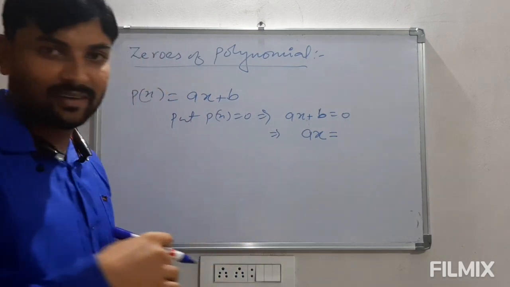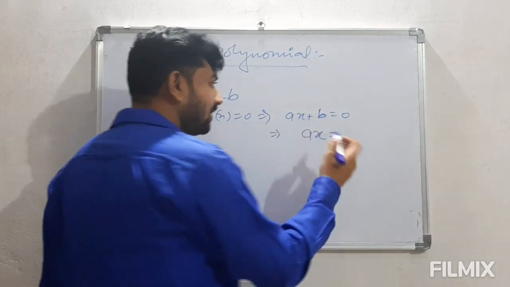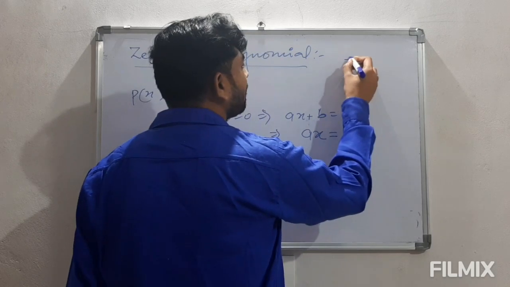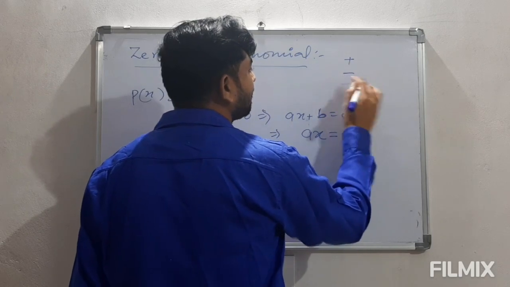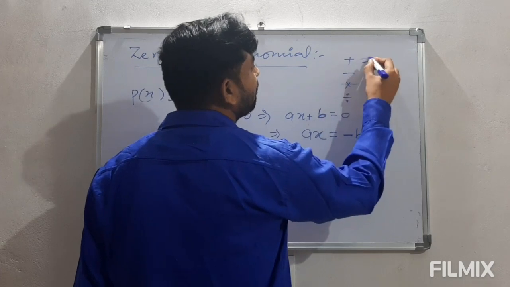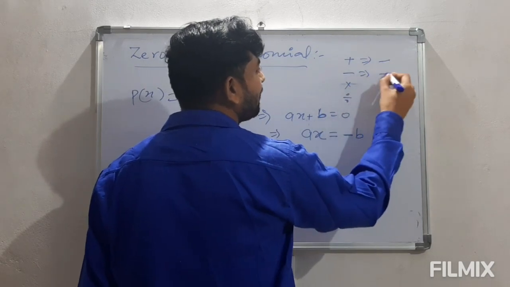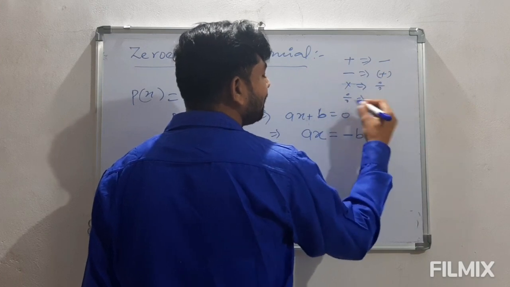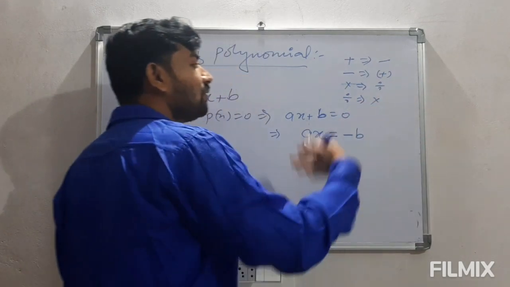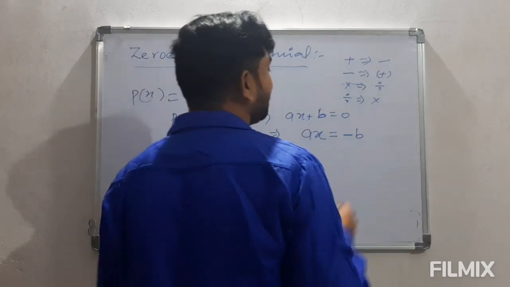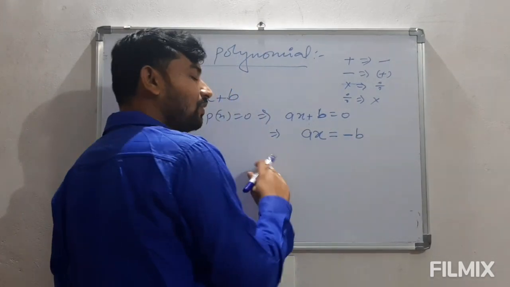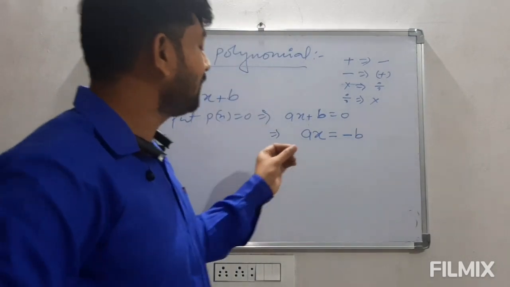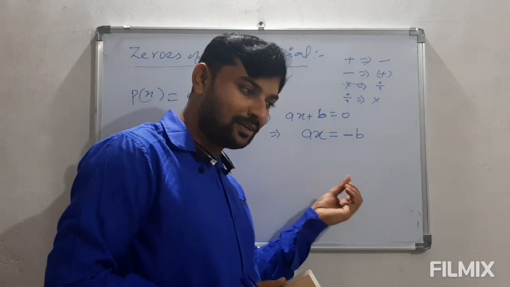When we shift plus b to the right hand side, this plus b goes with the opposite sign. It is very simple. If something is with a plus sign, it will become minus. If it is minus, it will become plus. If it is in multiplication, it will go in division. If it is in division, it will go and multiply to the other side. It can be from LHS to RHS or RHS to LHS. Shifting, meaning transposition, is the mathematical term.